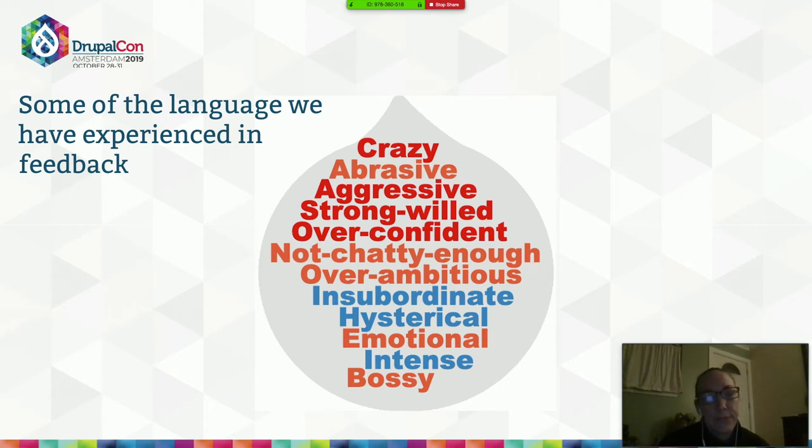When some of these phrases have been used as feedback for myself, very rarely do they actually come with actionable insight as to how to improve. That, I think, is much more productive and valuable feedback. Can anyone else relate to these type of words? And I don't think strong-willed is ever a bad one.